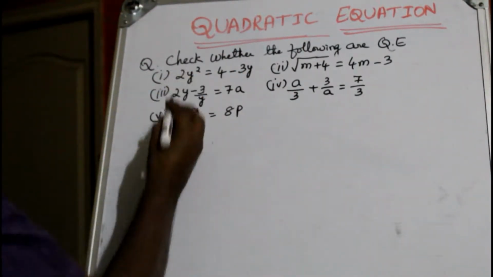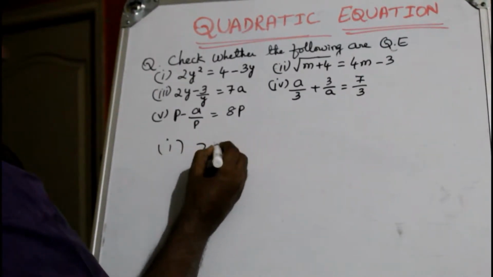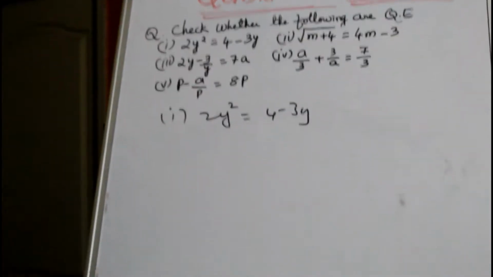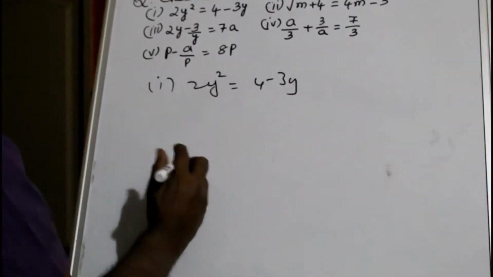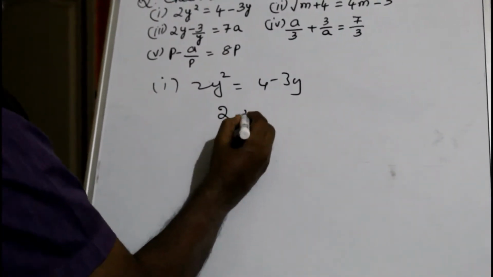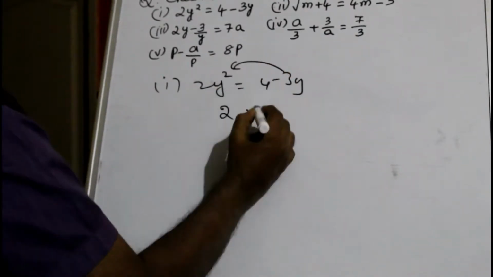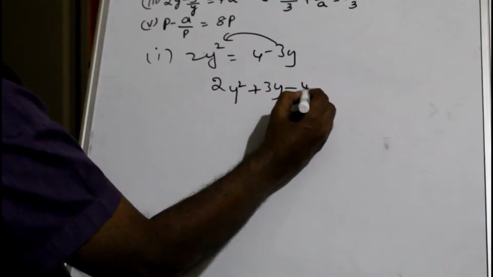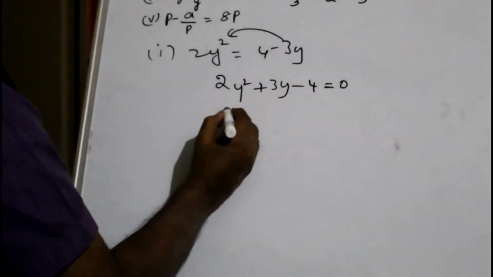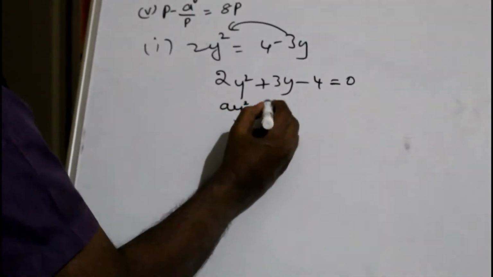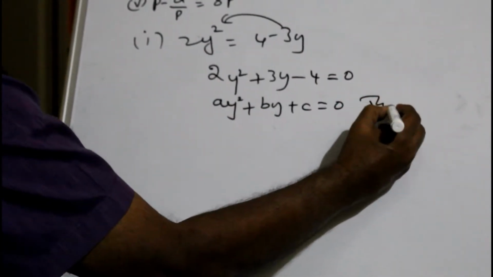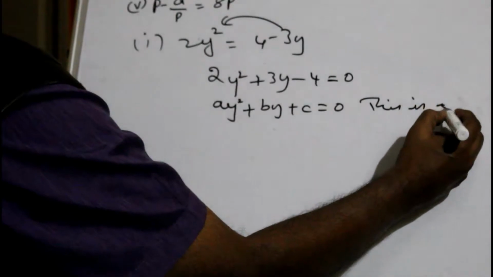So first we'll check whether the first sum is a quadratic equation. You must bring it to the standard form. Don't disturb the 2y square. Write the 2y square, bring these two numbers to this side. It will become plus 3y minus 4 equal to 0. This is of the form ay square plus by plus c equal to 0.